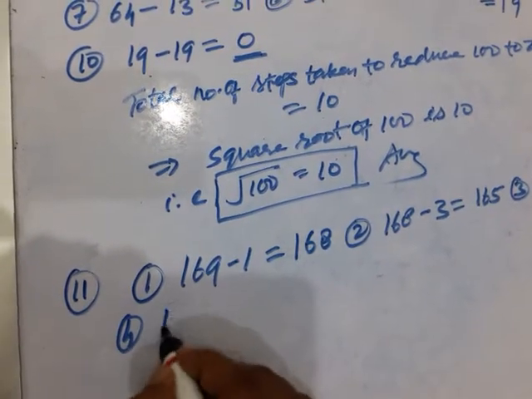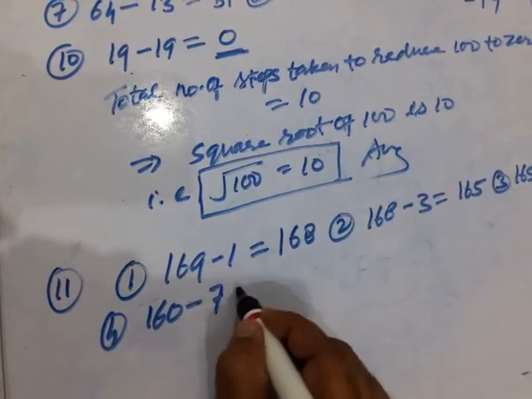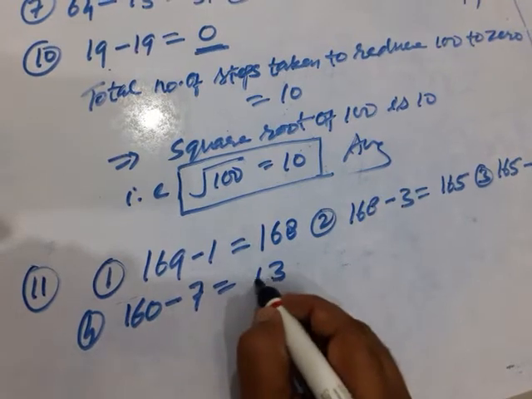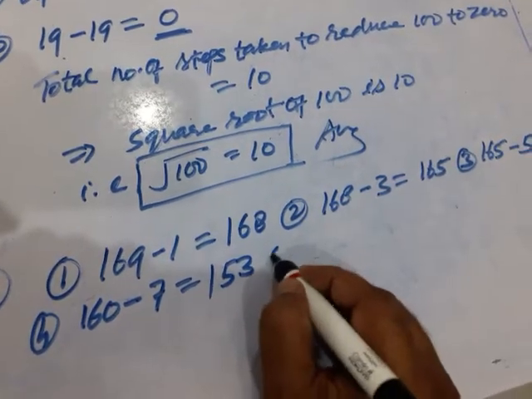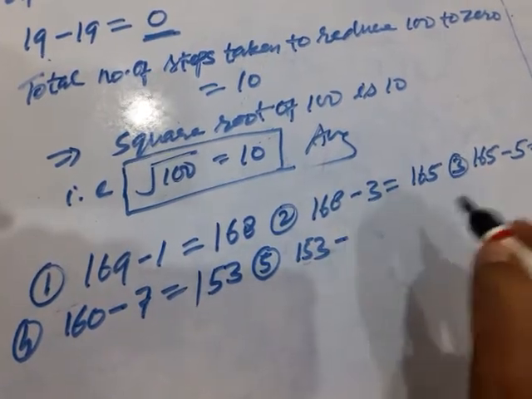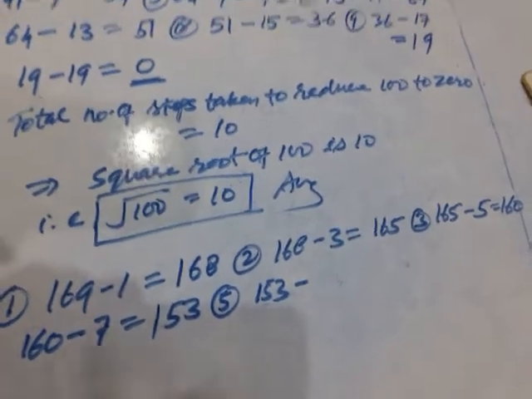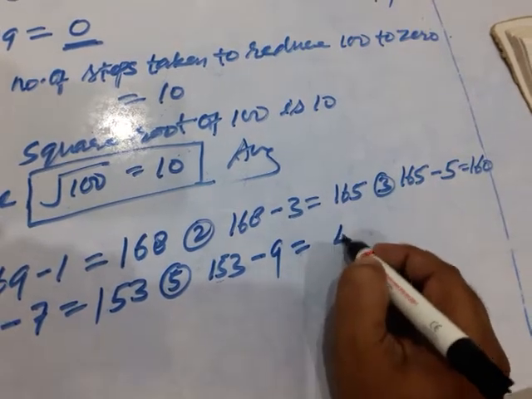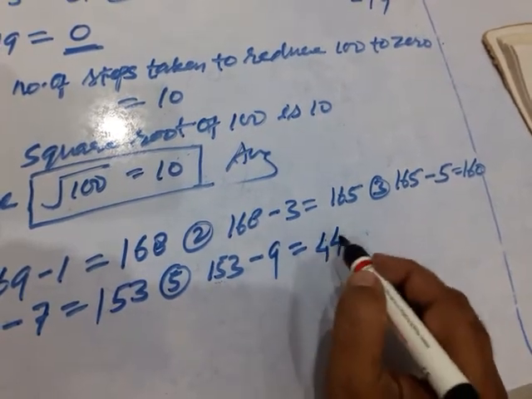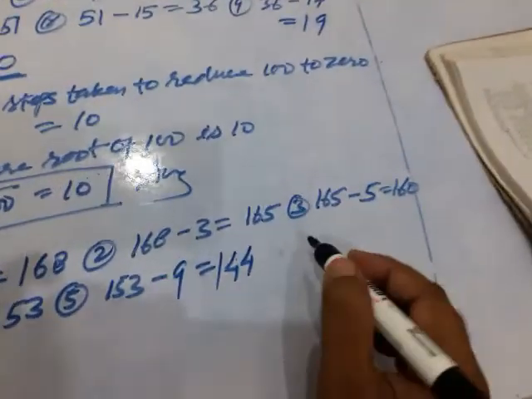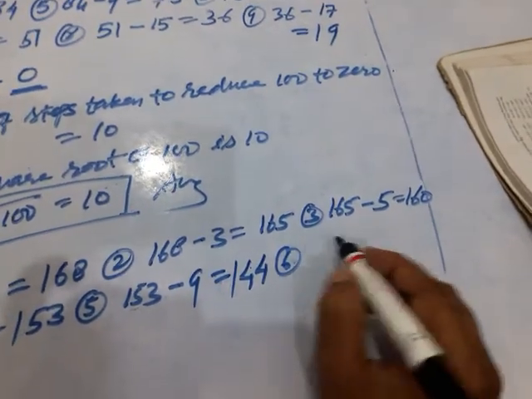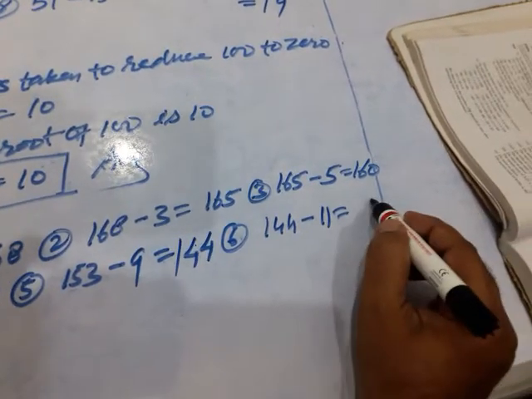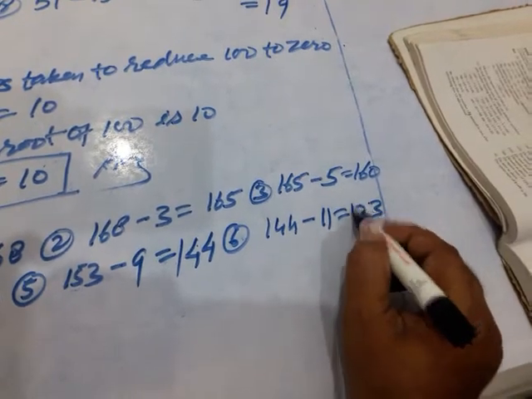The fourth step is 160 minus 7, which is 153. The fifth step is 153 minus the next odd number after 7, which is 9, that equals 144. Okay children, now the sixth step is 144 minus 11, which equals 133.